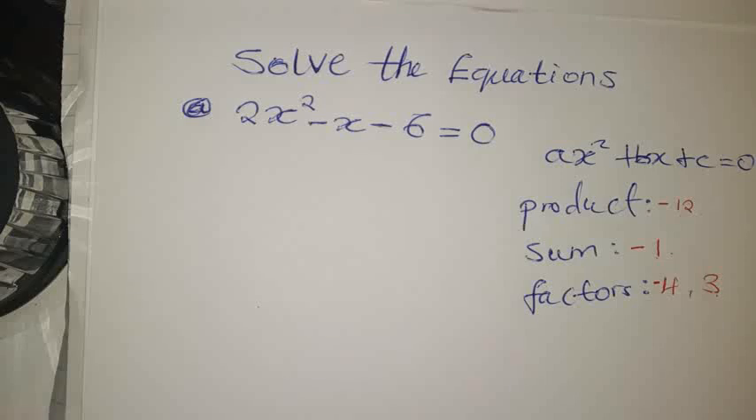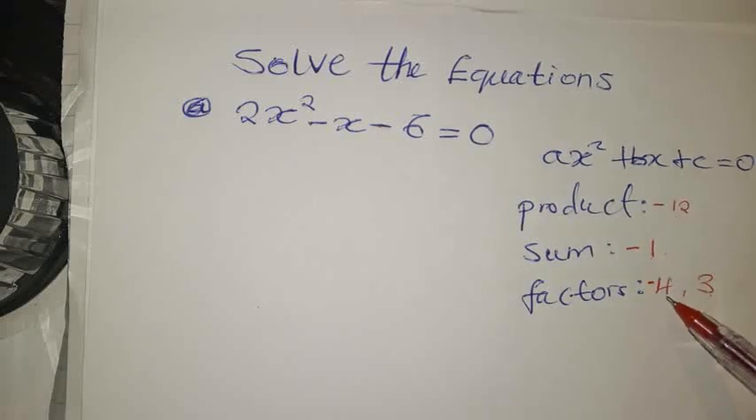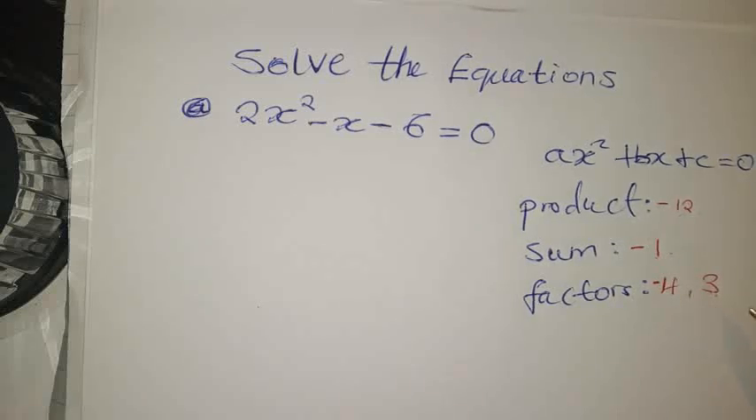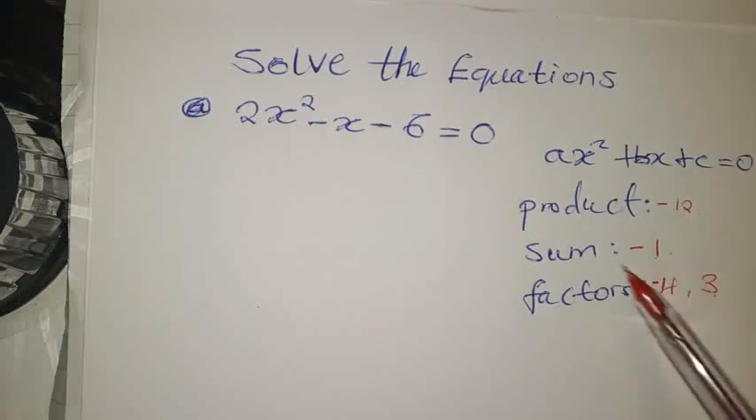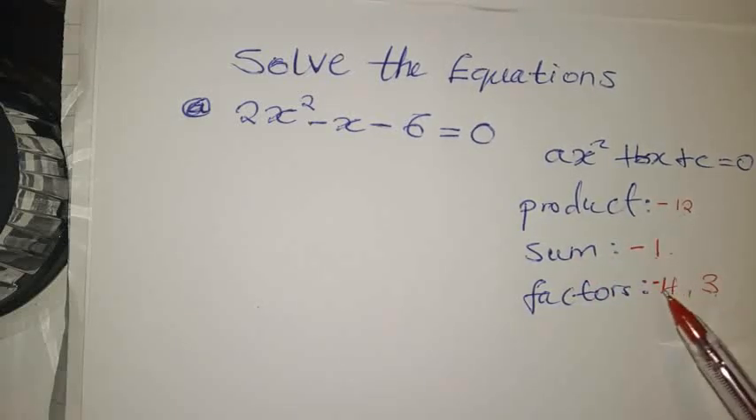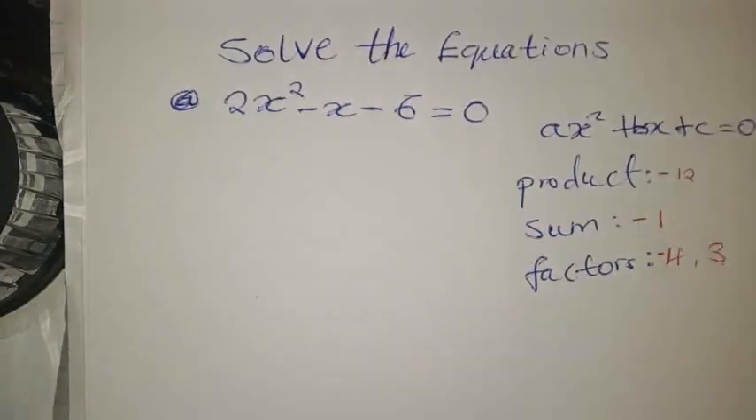Then for the factors, which two numbers can you multiply to give you negative 12? We need to say it's 4 and 3. 4 times 3 gives us 12. But which one should carry a negative sign? It's supposed to be the 4. Why? Because negative 4 plus 3, when you're finding the sum, gives us negative 1, and negative 4 times 3 gives us negative 12. Okay?